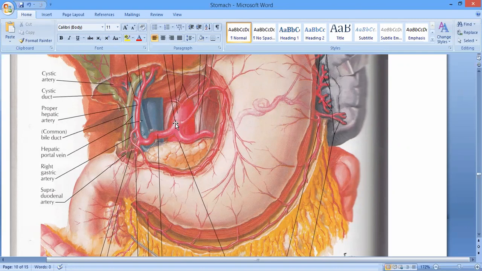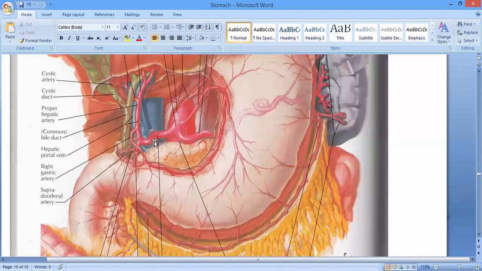This is a short trunk, about 0.5 centimeter, and as soon as this trunk arises, it divides into three branches. It gives the left gastric artery, this one, which is going towards the lesser curvature of the stomach. Then it gives the splenic artery here. You can see this one running tortuously over the upper border of the pancreas and going up to the spleen. And the third one is the hepatic artery. So it gives three branches.